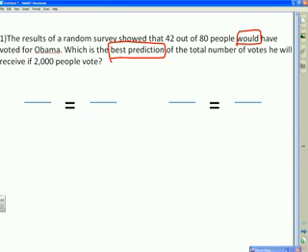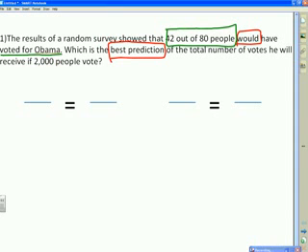Now, will or would is another one. Those words let you know that we have a proportion going on. Would, could, should, best prediction, best indicator, those are buzzwords. Now let's go ahead and go to the first piece of information they give us. It says 42 out of 80 people would have voted for Obama.